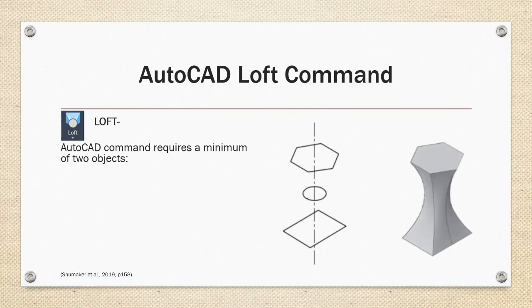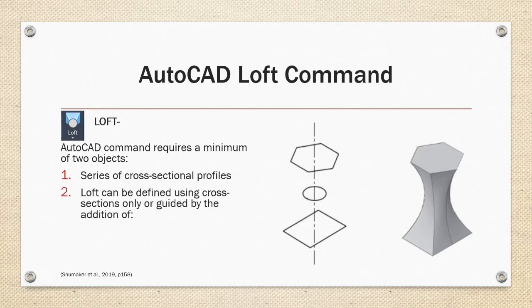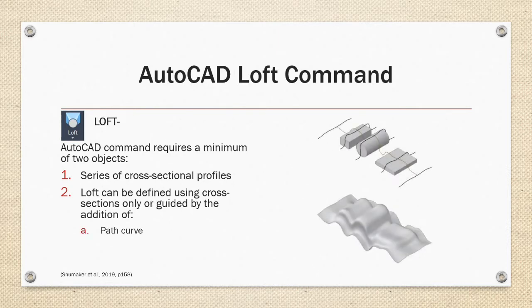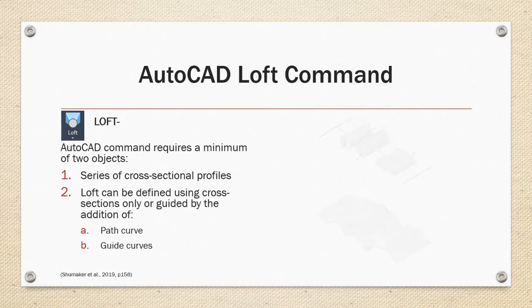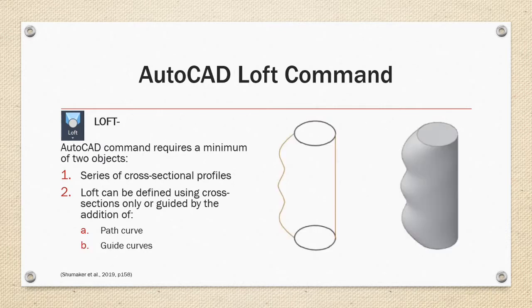The loft command requires a minimum of 2 objects, and those objects need to be: 1. A series of cross-sectional profiles. 2. The loft can be defined by just cross-sections or guided by adding either a path curve or multiple guide curves.